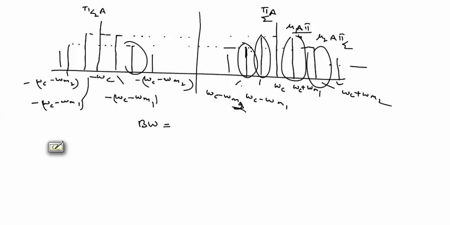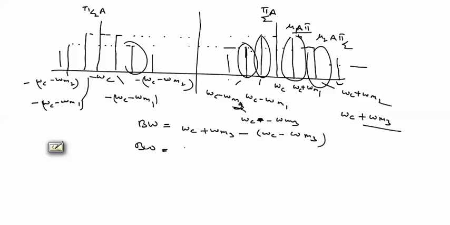from the higher frequency component and lower frequency component, the difference between the higher frequency component and the lower frequency component. If we assume there are three frequencies, the highest frequency component is omega c plus omega m3 and the lowest is omega c minus omega m3. Then omega c plus omega m3 minus (omega c minus omega m3) gives the difference, twice omega m3, and that is our bandwidth.